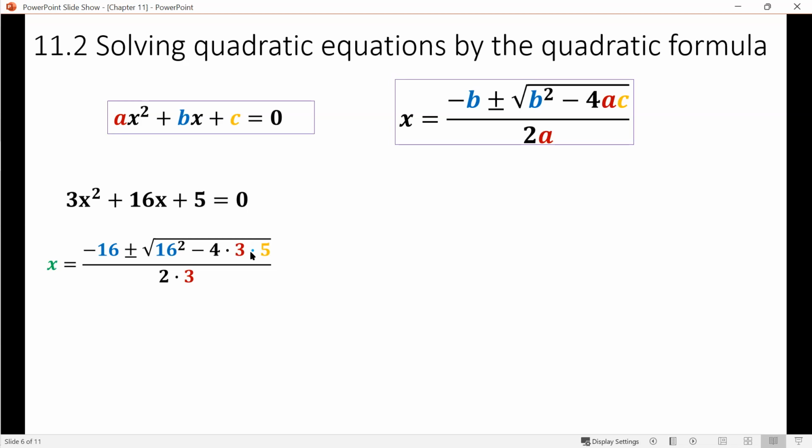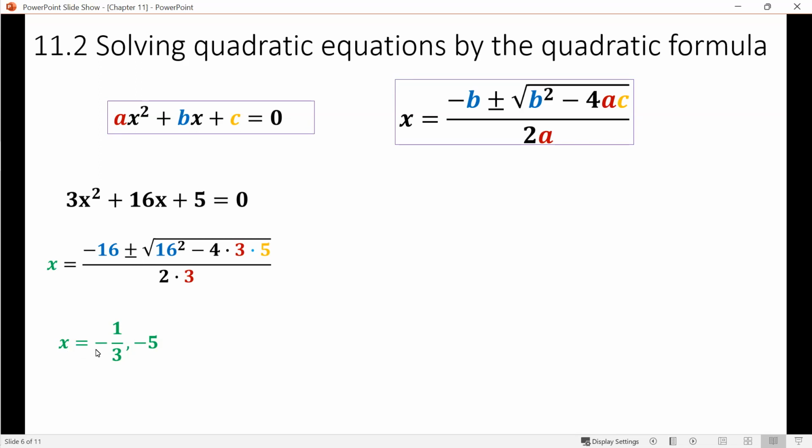Make sure you do this multiplication first, do this squaring first before you do any subtraction here. And then if possible, simplify that square root. Notice this fraction bar is saying that both this negative 16 is being divided by the 6 and this square root is being divided by the 6. Once you do that, you're going to get two solutions. One is going to be the plus solution and one is going to be the minus solution.